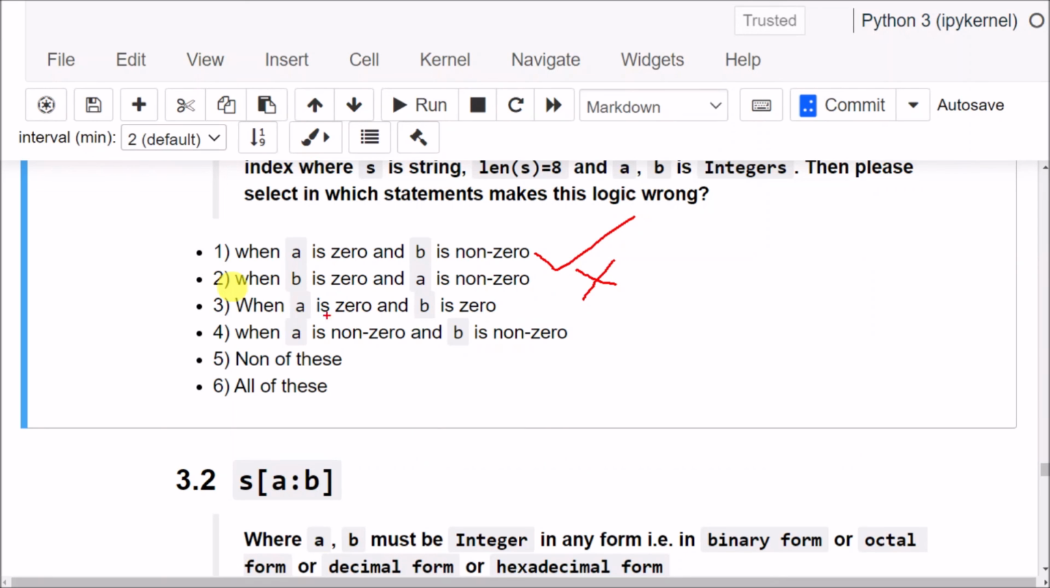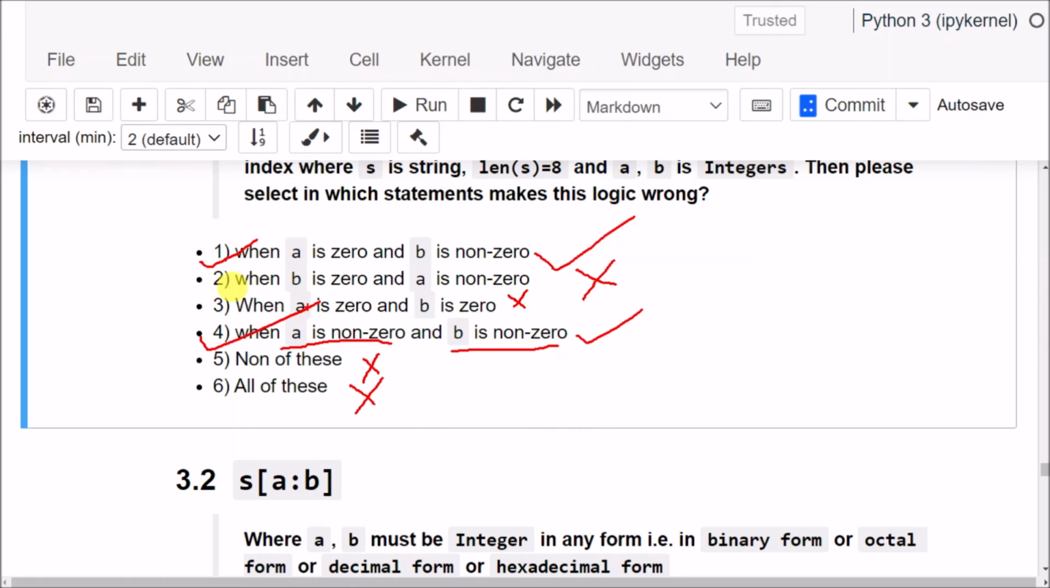And when A is 0 and B is 0, this is also not correct because B must be non-zero. When A is non-zero and B is non-zero, we don't care about A, we care about B only. B is non-zero means it is correct. And none of these is not correct, so the answer is the first option and the fourth option. Okay, so this is the Google question, asked in an interview, so I covered this one.